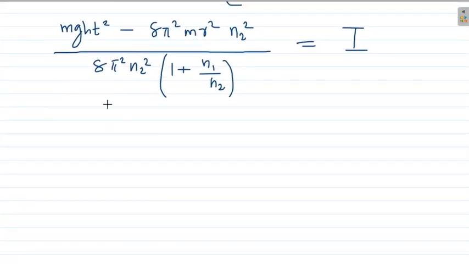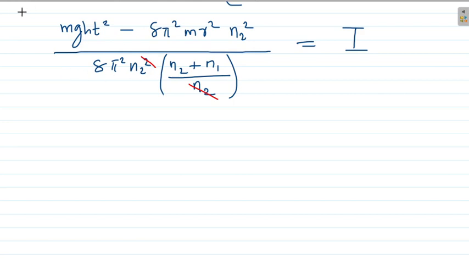Now let us again simplify this expression. So cross multiply this into here. We will get, instead of this term, I can write n2 plus n1 whole divided by n2. 1 plus n1 by n2 can be written like that. And one n2 term will cancel out. So the final expression will be like this.